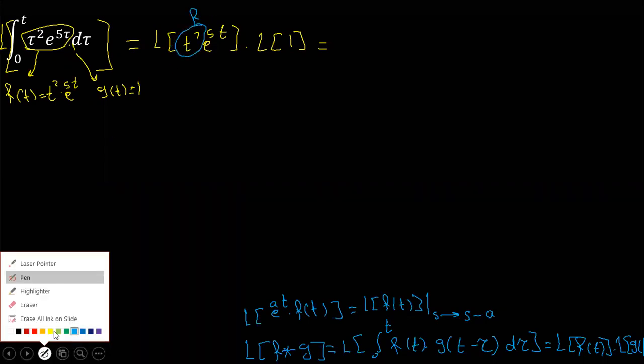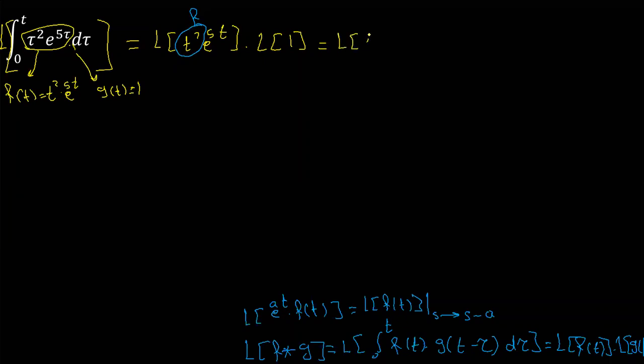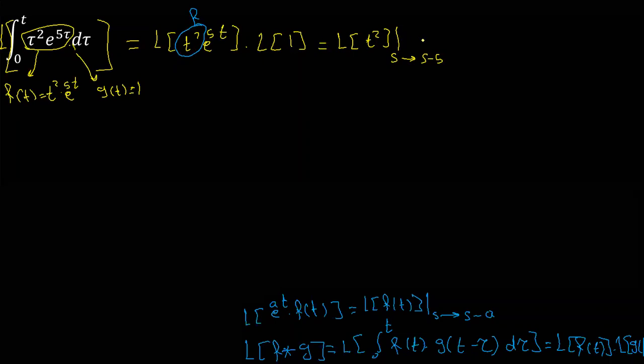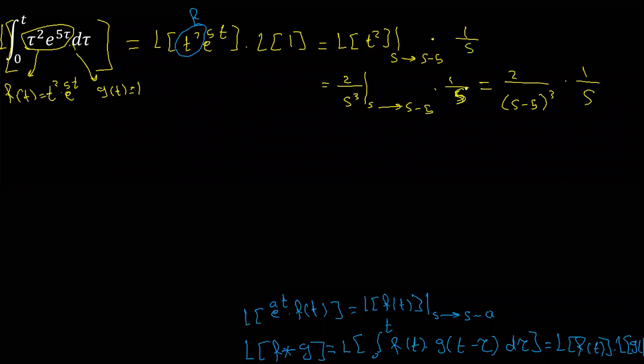So I'm going to apply this rule now. So equal Laplace of t squared, and I need to shift my s into s minus 5, because you multiply by e to the 5t. And don't forget the Laplace of number 1. Laplace of 1 is 1 over s. Now Laplace of t squared is 2 over s to the power 3, and I shift my s into s minus 5, so you have 2 over (s minus 5) to the power 3 times 1 over s. We finished.